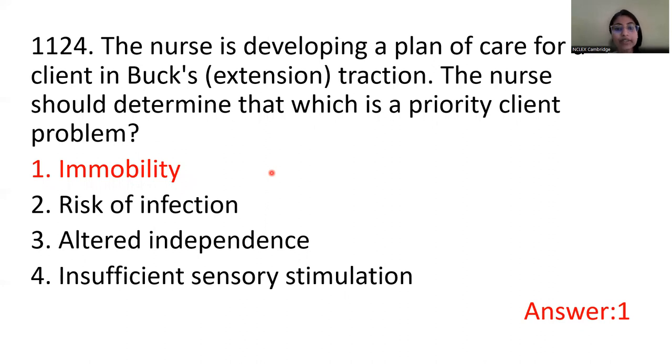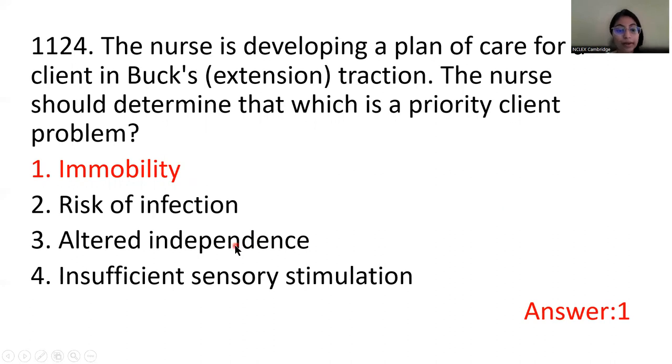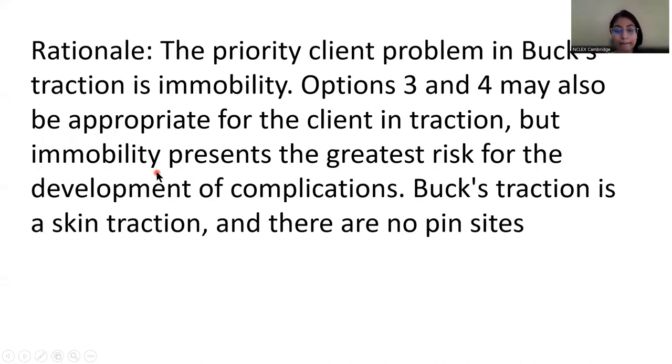He is on a skin traction. So the patient will be fully immobile, which can lead to immobility in the client. The priority client problem in Buck traction is immobility. Options 3 and 4 may also be appropriate for a client in traction, but immobility presents the greatest risk for the development of complications. Altered independence and insufficient sensory stimulation are also correct options, but the priority would be given to immobility. Buck traction is a skin traction with a rope and pulley.